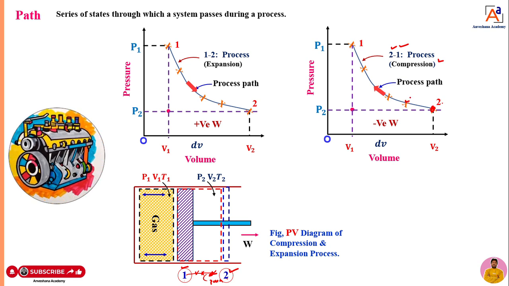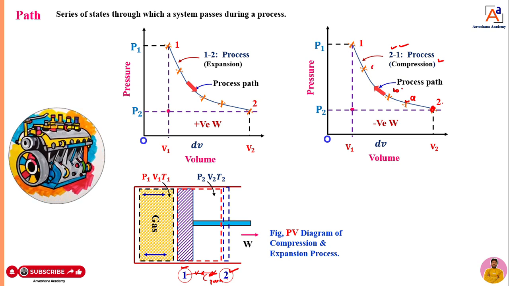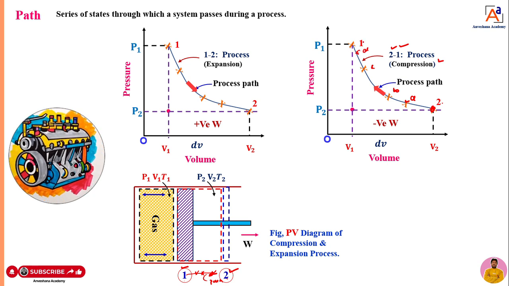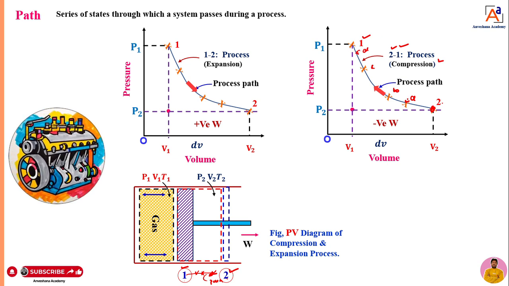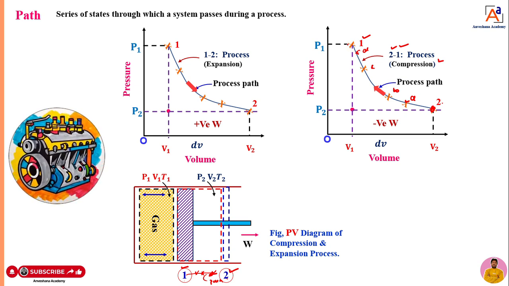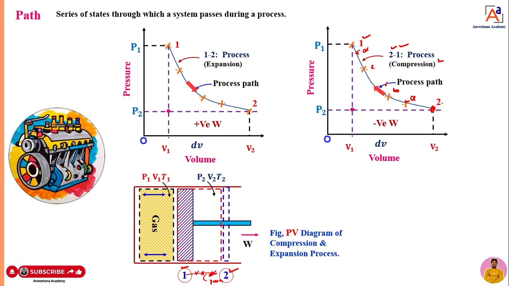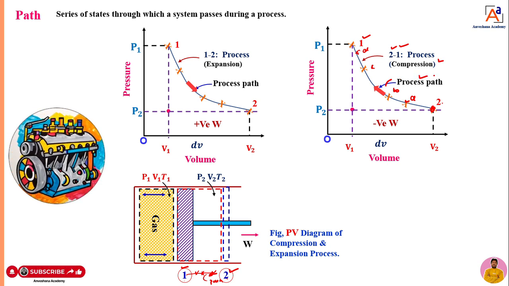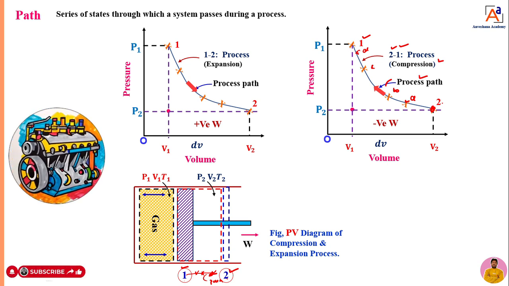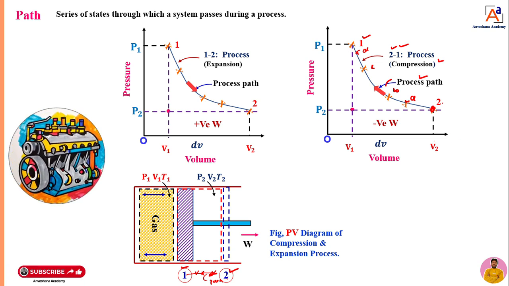Then you are going to cross a series of states. A, you can take B, you can take C, and in between you can take D, and you can take the final state here as 1. Whenever you join all these points, you are going to get a path or a curve. That path or curve or trace, we can call the compression process path or thermodynamic path, dear students. Now in this case, what actually happens?